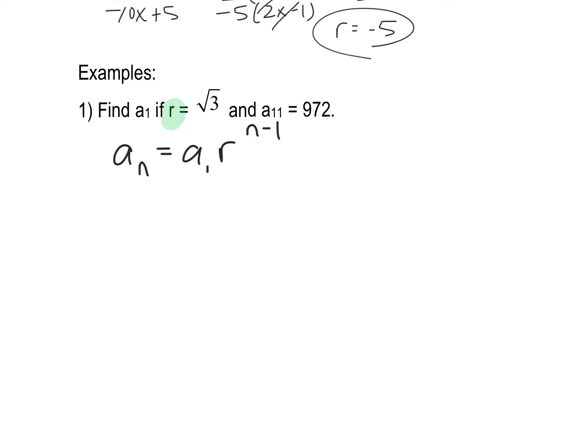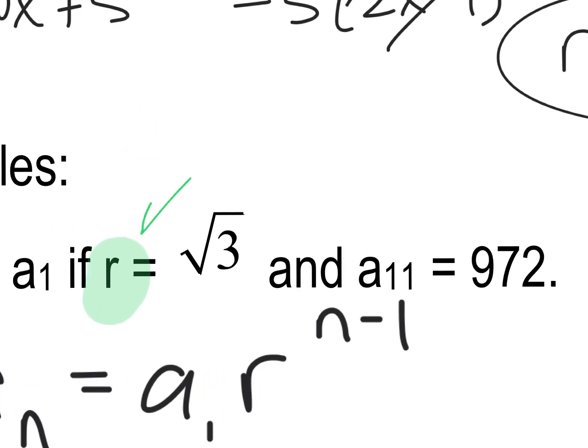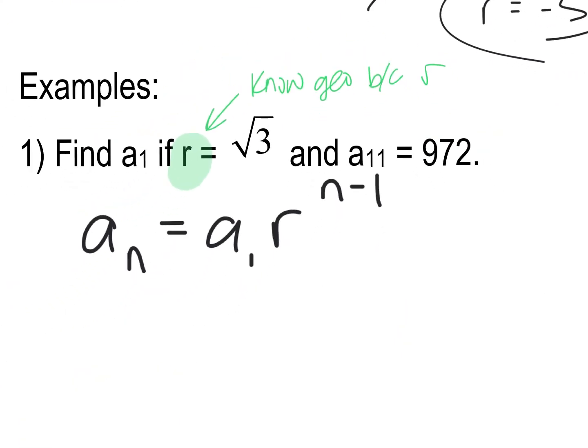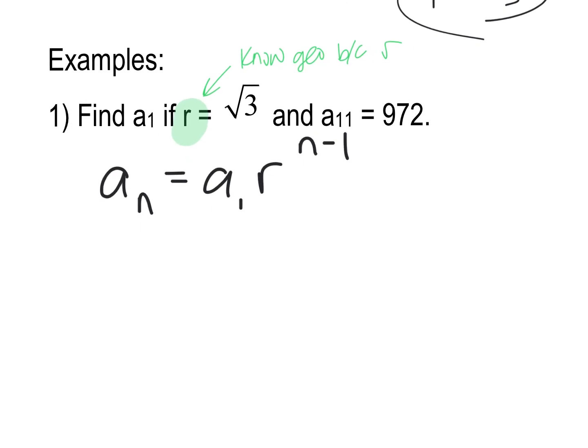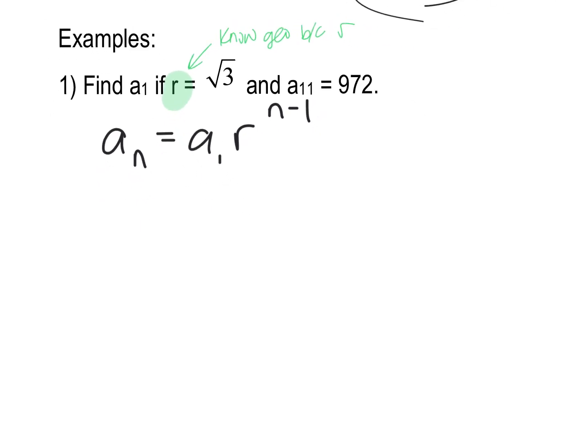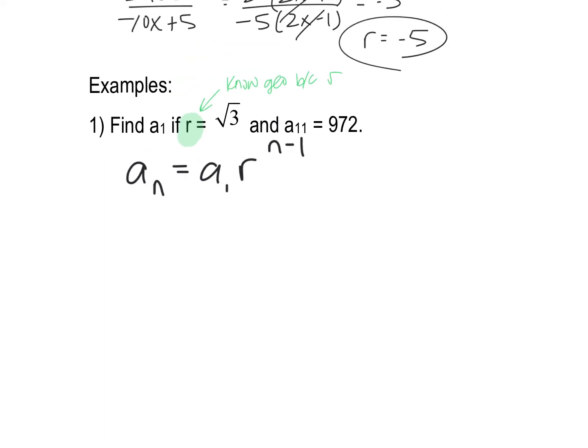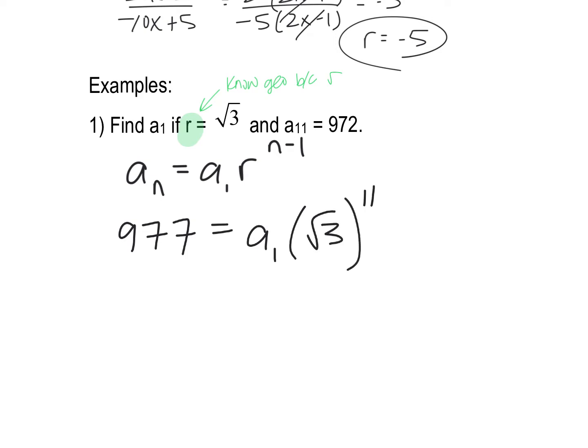I'm going to write a quick note about that. I know it's geometric because of r. If it was an arithmetic one, that would be a d. Okay, just keep that in mind because we are going to be using all these formulas at once on quizzes and tests. So it says a11 is 972, so I can plug that in for a sub n. I don't know what my a1 is, that's what I'm trying to figure out, but the r is radical 3, and the n is 11.